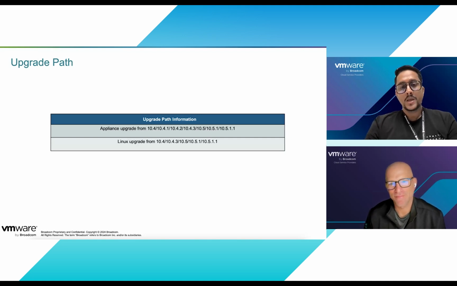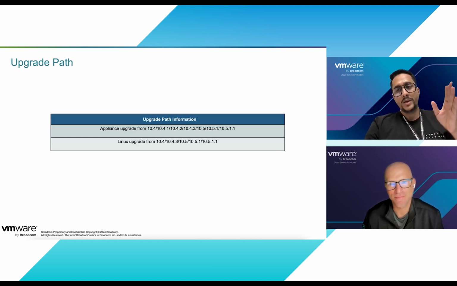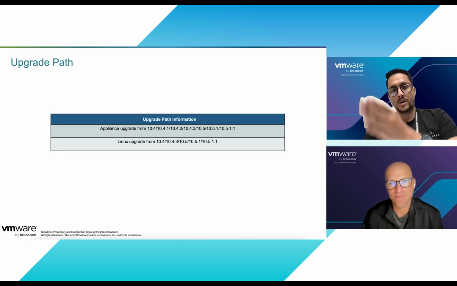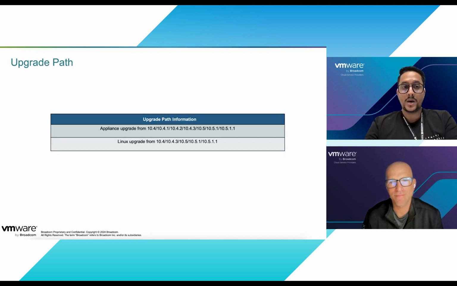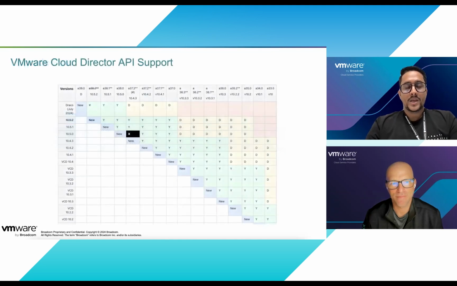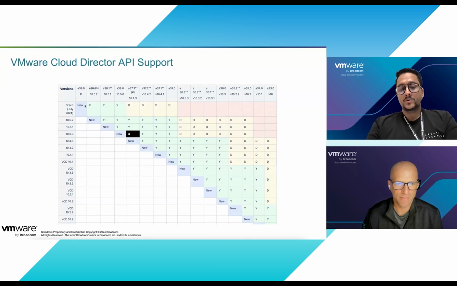But for the latest information, I would always recommend looking at the upgrade path in the interoperability matrix guide online to check if things have changed. If you are on 10.4, then you can upgrade to 10.6. Maybe it's not direct, and you may have to go to, let's say, 10.5 and then upgrade to 10.6. So go and look at that path on the interoperability upgrade path portal. From the API perspective, we now support version 39 for 10.6. So this is the new API version. If you want to use the APIs for 10.6, make sure the API version is 39.